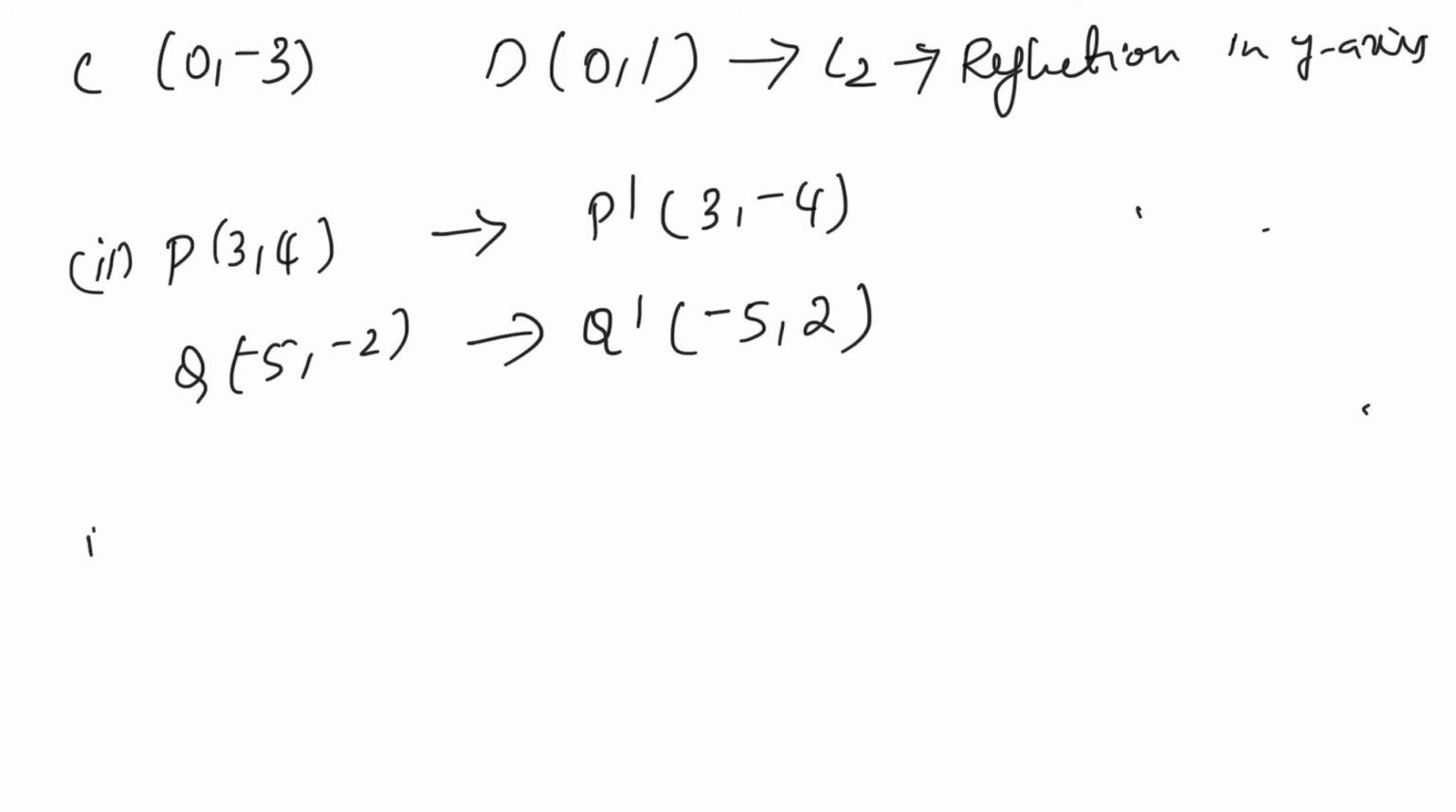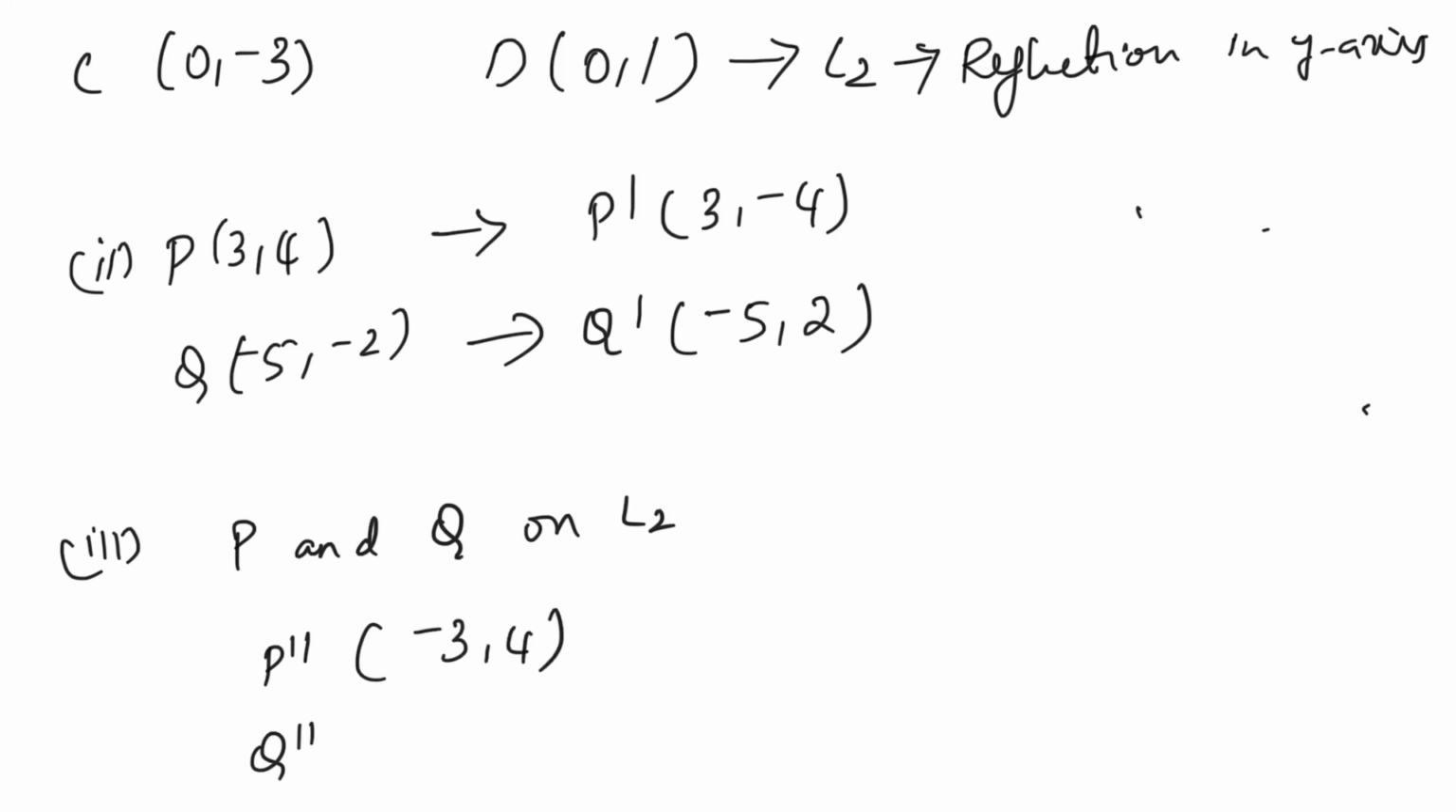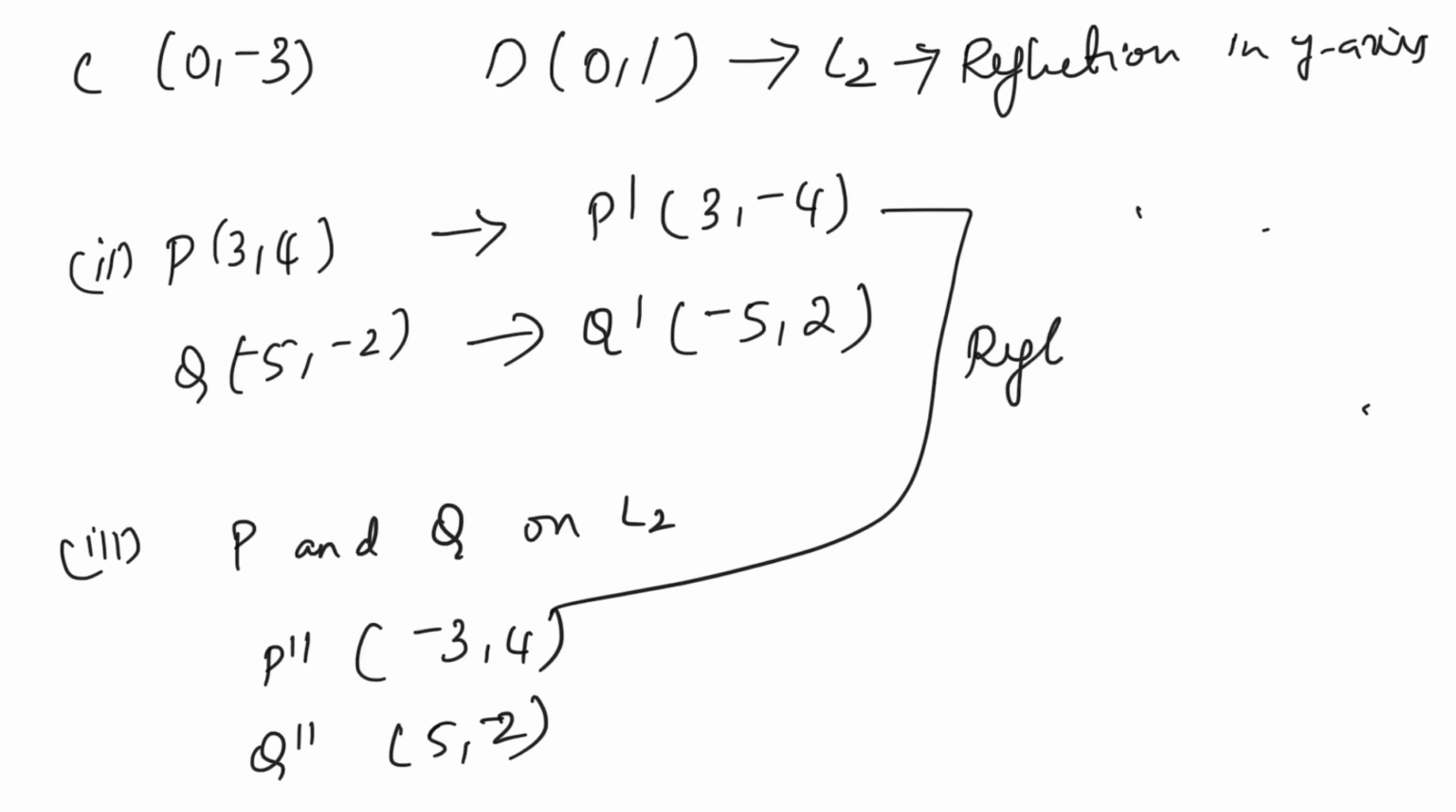Okay. Coming to the next sub question, write down the images of P and Q on reflection on L2. So P double dash and Q double dash will be what? P and Q should be reflected, so it will become (-3, 4) and (5, -2). Okay. Now state or describe a single transformation that maps P dash onto P double dash. P dash (3, -4) becomes (-3, 4). So it is reflection in origin. Hope it's clear, children.